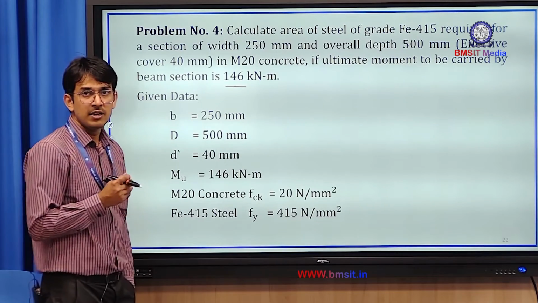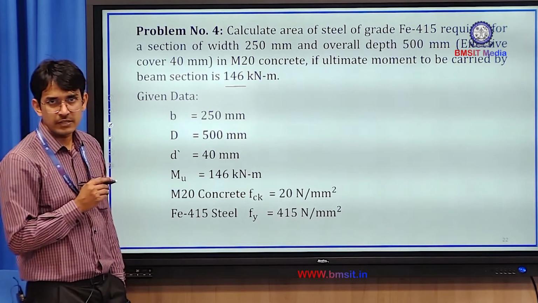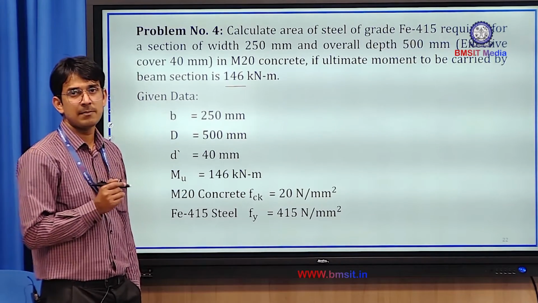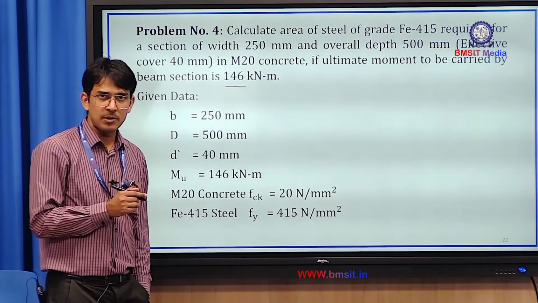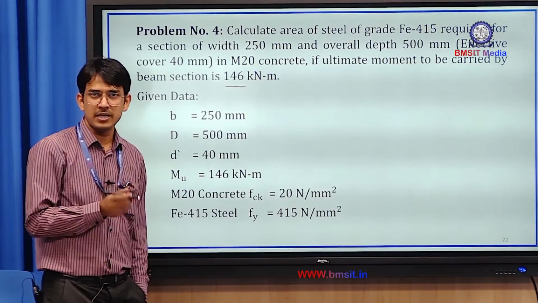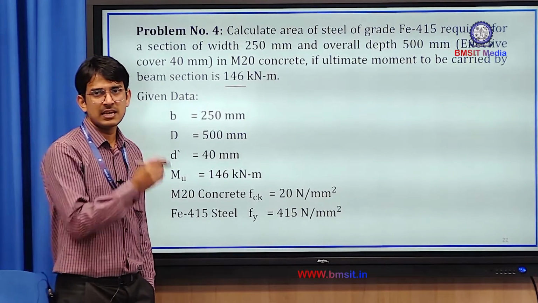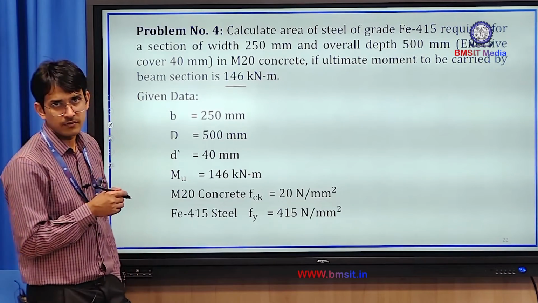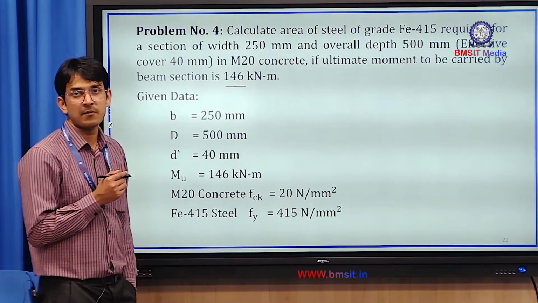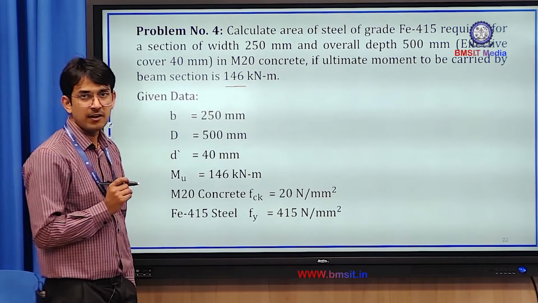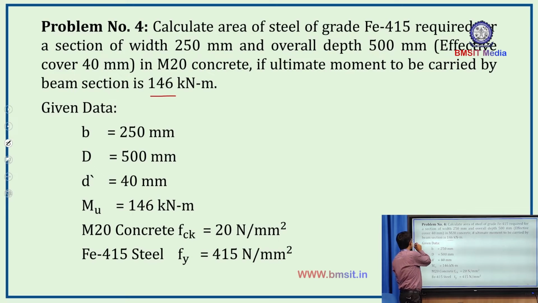Now in this question we need not go for the first step, because Mu we already have. So we start this question from step number 2, in which we calculate the Mu limiting, then we compare the Mu and Mu limiting, and after that we will calculate AST and number of bars. So this is the hierarchy in this question. We will skip step number one. So this is the second type of problem we have. After that, I will take the third type of problem.